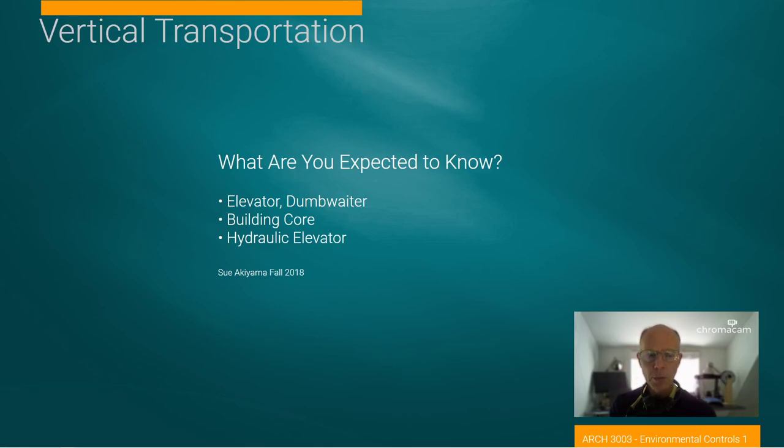In this section, we're going to talk about vertical transportation. By that, I mean the stairways, the escalators, and the elevators that we place in our multi-story buildings.